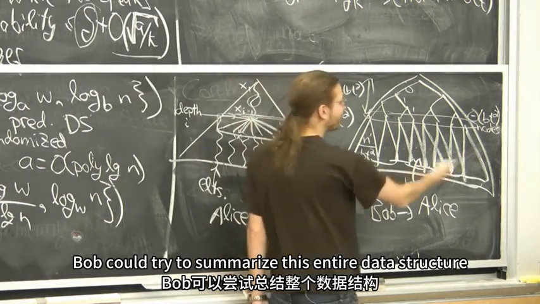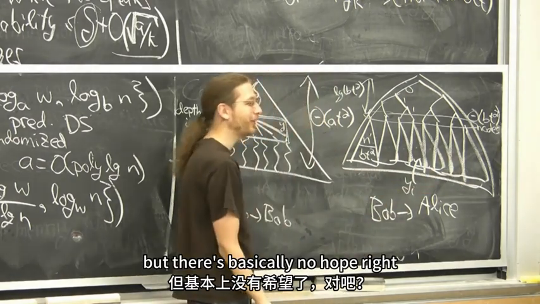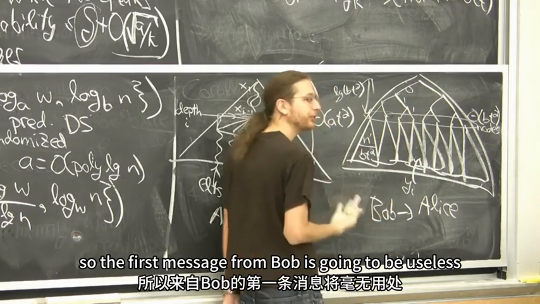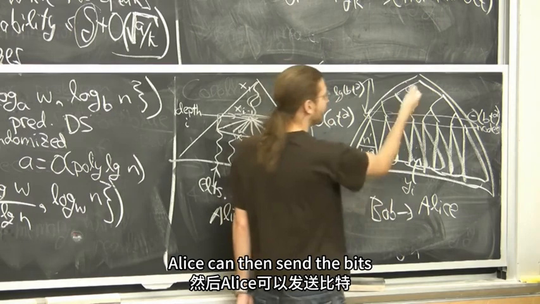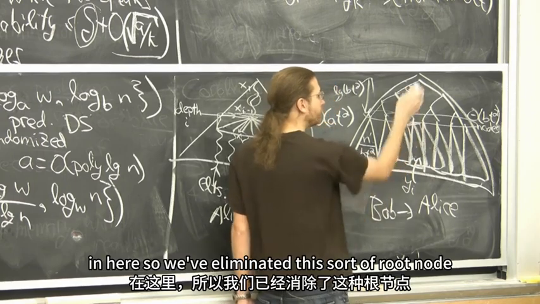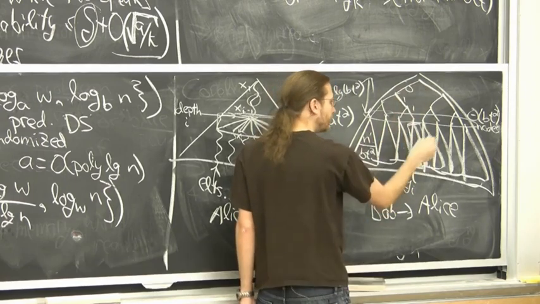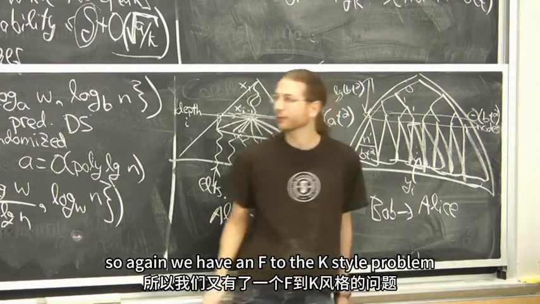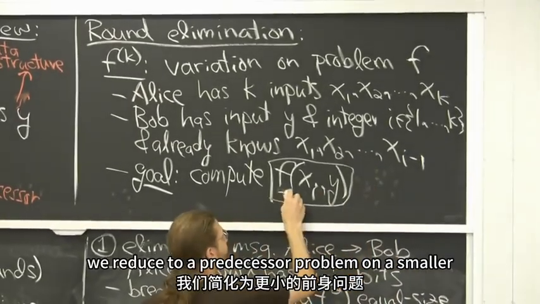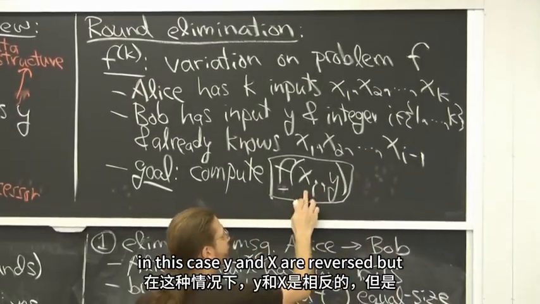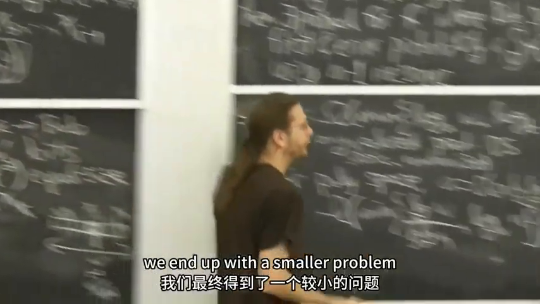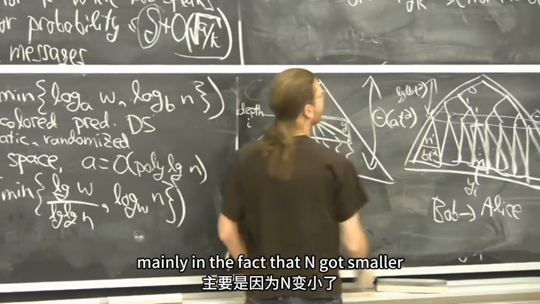So Bob could try to summarize this entire data structure, but there's basically no hope, right? Bob needs to know what are those early bits. So the first message from Bob is going to be useless. Alice can then send the bits, and then you can restrict your problem to a regular predecessor problem in here. If you eliminated this root node, your entire problem is a predecessor problem in here. So again, we have an f to the k style problem. We reduce to a predecessor problem on a smaller one, in this case y and x are reversed, but we end up with a smaller problem, mainly in that n got smaller.